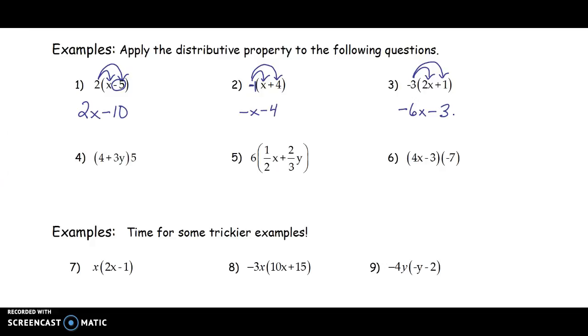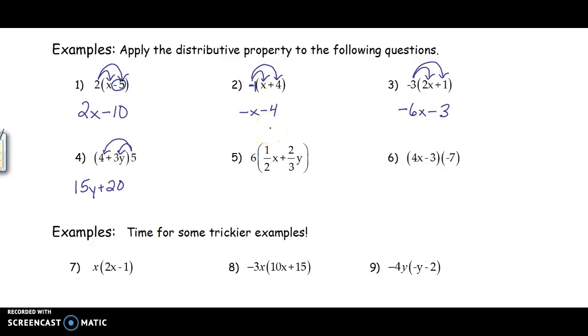Number 4 looks a little different. It does not matter. The 5 is still attached to the parentheses, so that means you are still distributing to both terms on the inside of the parentheses. So 5 times 3y is 15y. 5 times 4 is positive 20. Okay, it doesn't matter. You could have moved the 5 to the front of the parentheses, just as long as it's attached means multiplication.